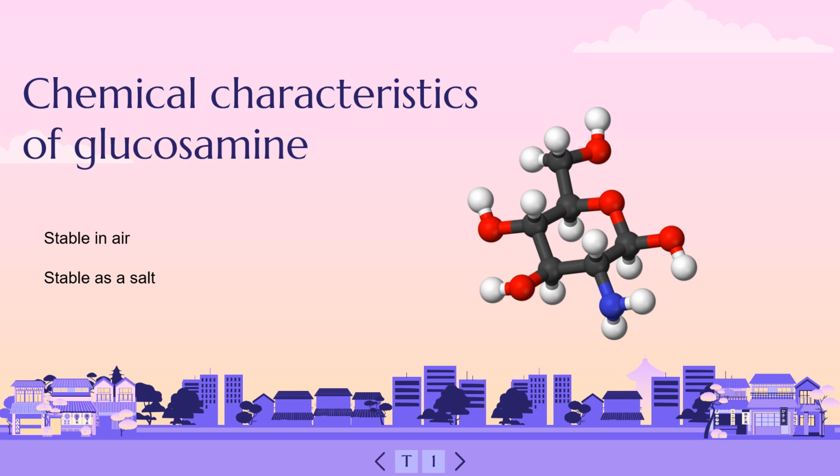Chemical characteristics of glucosamine: it is stable in air and stable as a salt. The form that glucosamine is used as in medication is a salt, so that makes sense that it's stable as a salt.